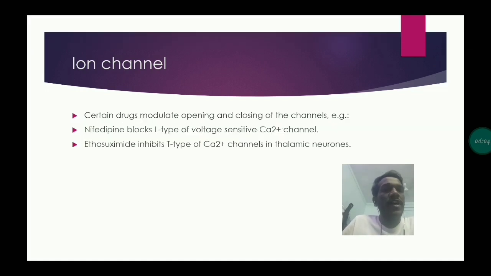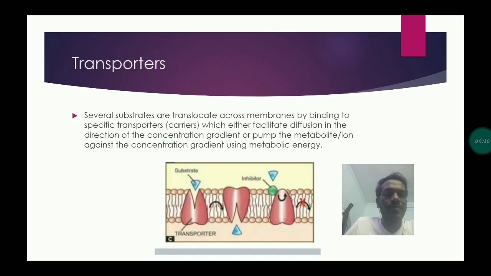Here we have certain drugs that modulate the opening and closing of channels, like the L type channels sensitive for Ca2+, and the T type channels sensitive in thalamic neurons. So these are two drugs for that. Let's move on. Next we have transporters.